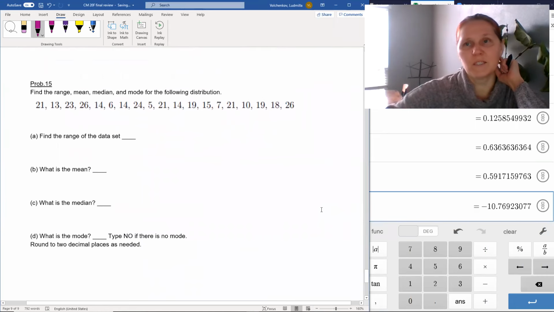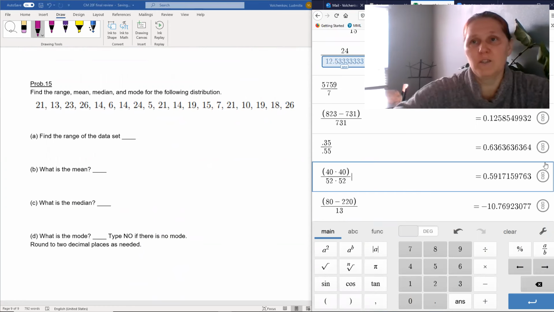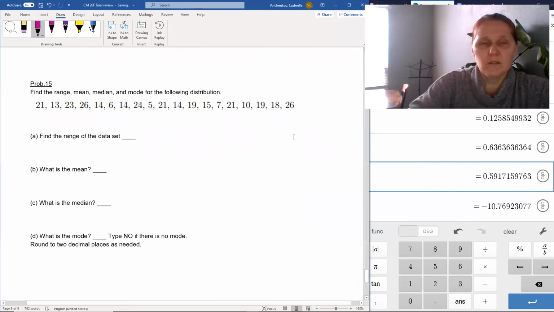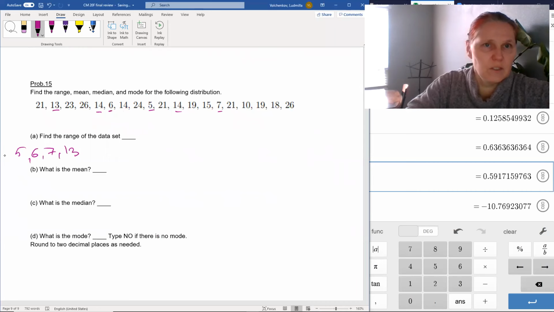The next question is a statistics question. Find the range, mean, median, and mode of the data set. To find range, median, and mode, we first need to arrange the data. Be careful here, you should write every digit. So we have 6, 5, 13, then 14, 14, and another 14.